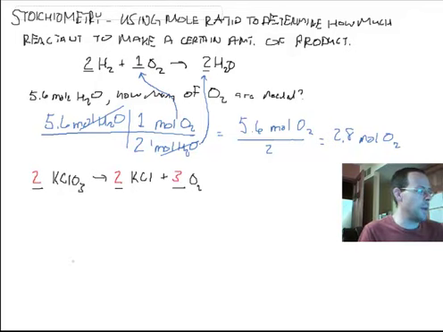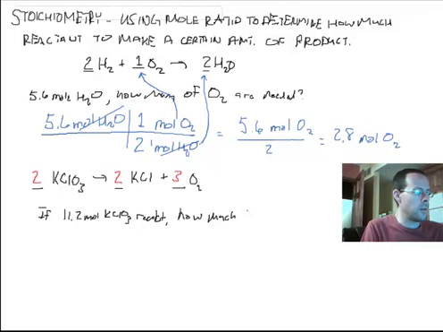So this time our question might be, come up with a number, if 11.2 moles of KClO3 react, how much oxygen is formed? Or we could say produced, because again, oxygen is a product. So again, we're going to start with what we know. And what do we know in this case? We know 11.2 moles of potassium chlorate.